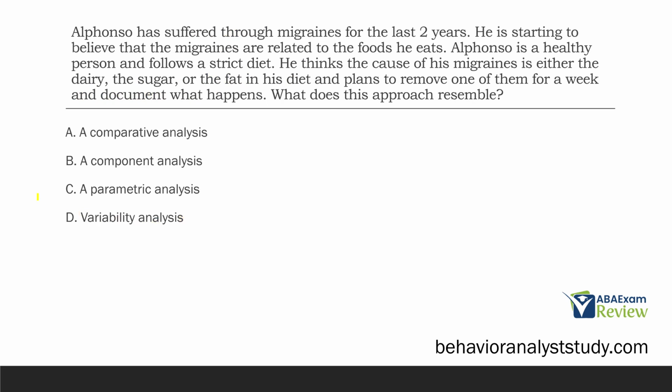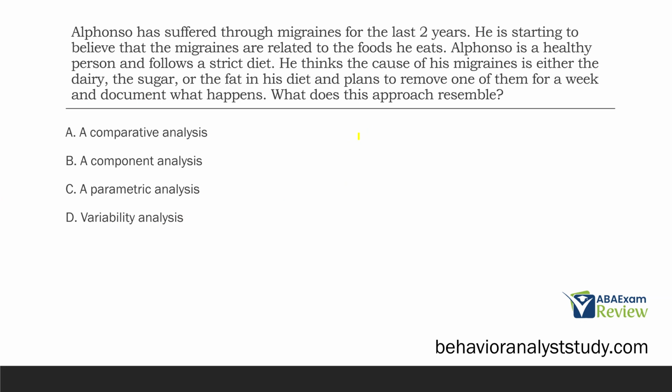Alfonso has suffered through migraines for the last 2 years. He is starting to believe that the migraines are related to the food he eats. Alfonso is a healthy person and follows a strict diet. He thinks the cause of his migraines is either the dairy, the sugar, or the fat in his diet and plans to remove one of them for a week and document what happens. What does this approach resemble?